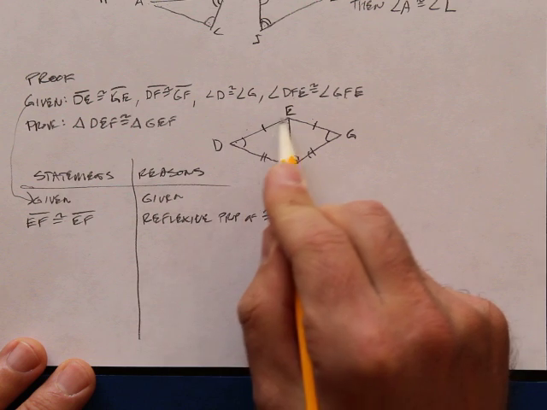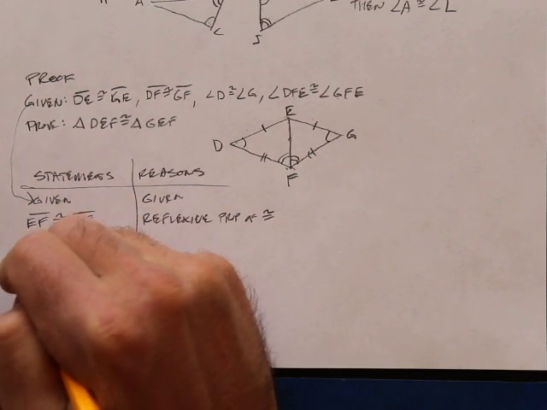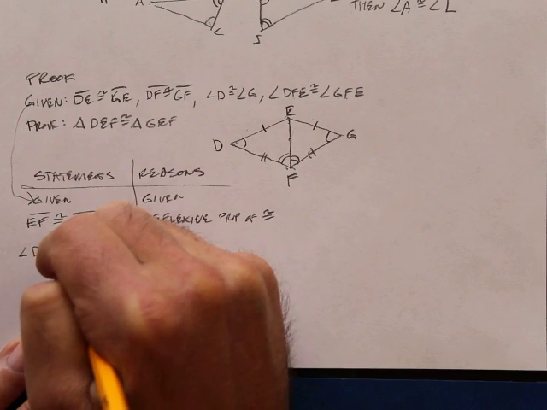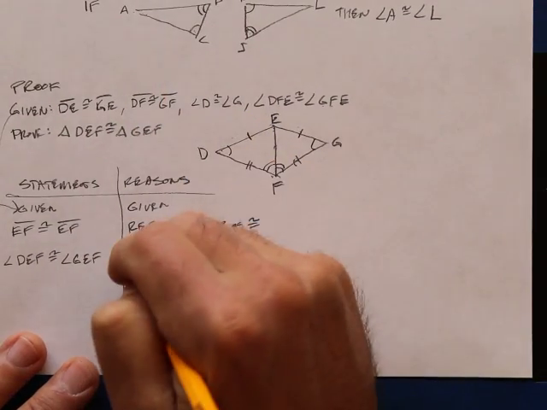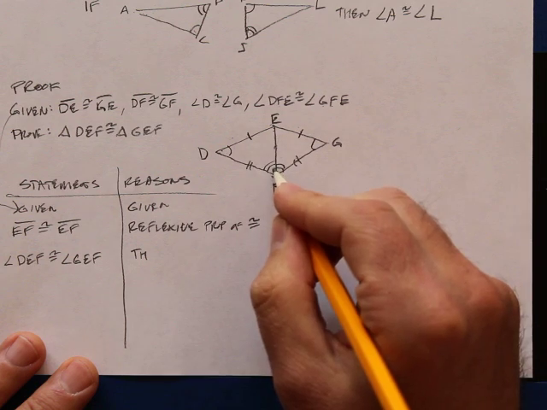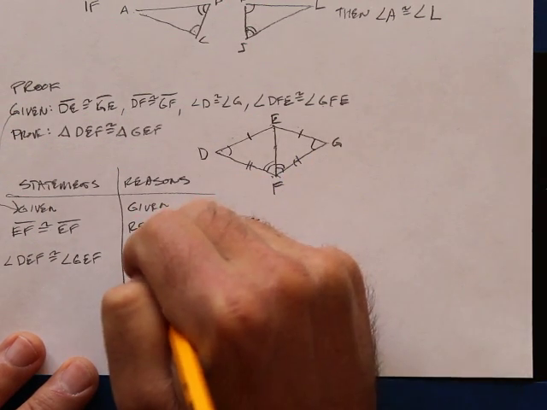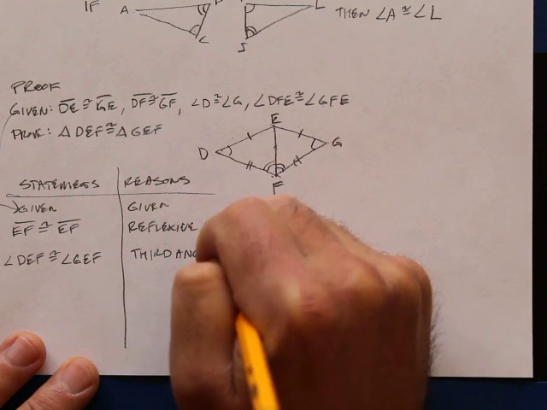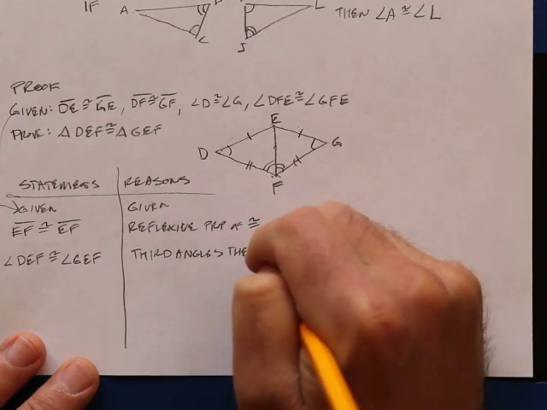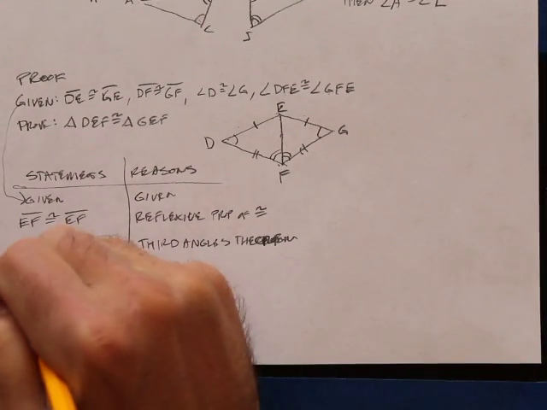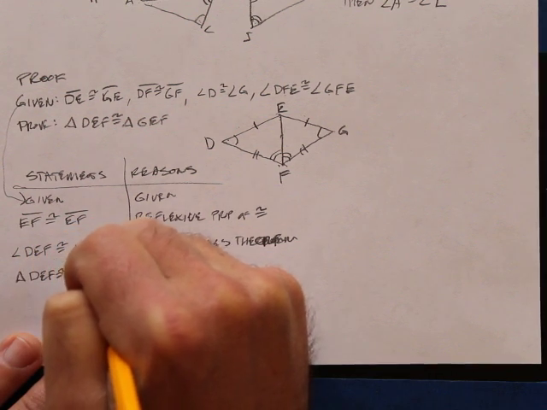Now I need to say that angle DEF is congruent to angle GEF. And I know that because of the third angles theorem we just learned. If I have two angles that are congruent to two other angles in triangles, then the third angle also is congruent. So, third angles theorem. Oh gosh, I wrote theorem wrong, didn't I? Theorem. Okay.